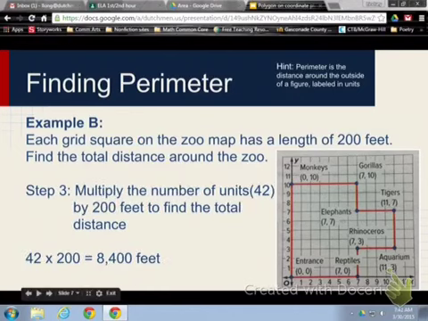But then the next thing, we have to go back up here to where it tells us that the length of each one is 200 feet. So I have to take that number of units, which is 42, and multiply that by 200 feet, which will give us the total distance. So then I do 42 times 200, which gives me 8,400 feet.